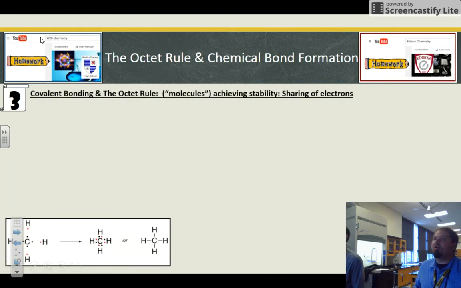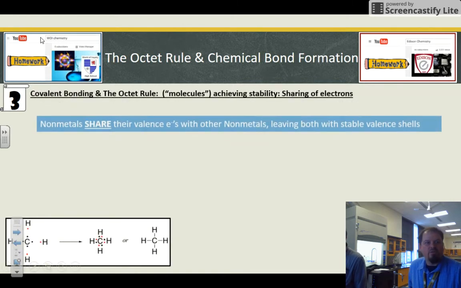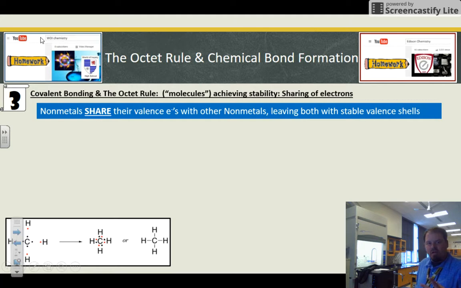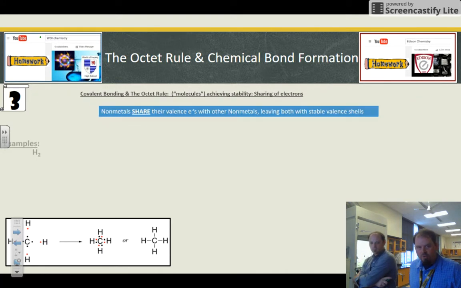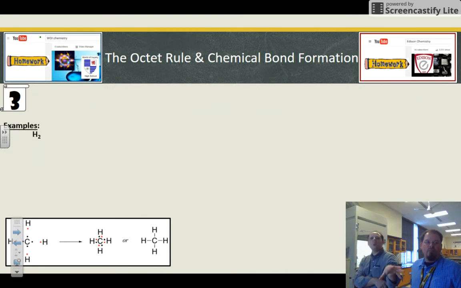Let me do covalent quick. So covalent, we're going to have 2 nonmetals now by rule that share their valence electrons, leaving both now with full valence shells. Again, we haven't gone through all the rules of drawing these yet, but we're just going to draw them up as a preview a little bit so you can see them. Do you want to draw them with just their lone electrons first?